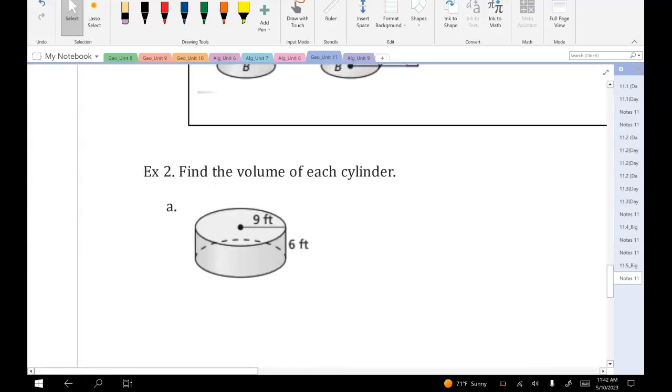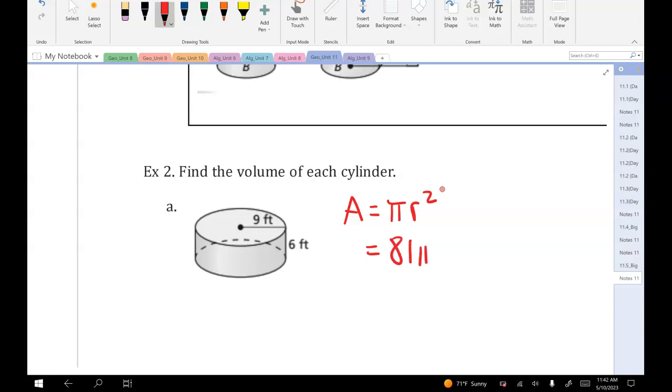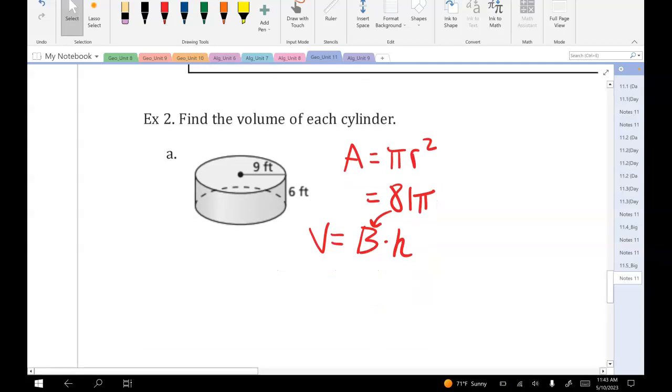So for this first example, now we're taking our layers, our circles, and we're stacking those up. So the area of our base, pi r squared, of our radius is 9. We square 9, it's 81. So this is 81 pi is our area of our base. And then to find our volume, we plug 81 in for B, and then our height is 6. So we multiply by 6. So 81 pi times 6.